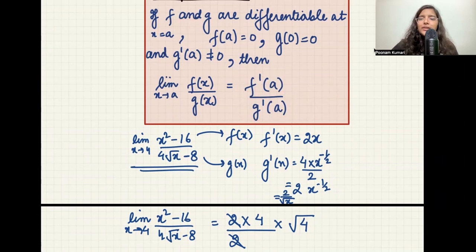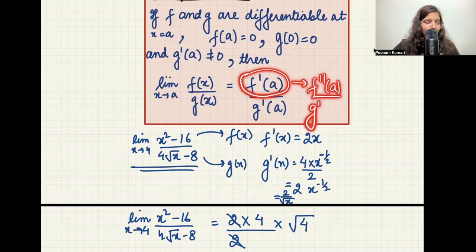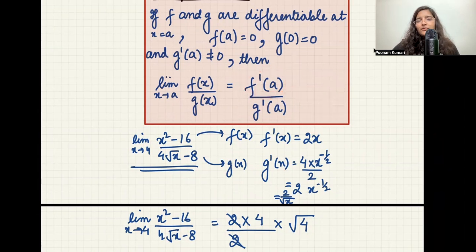What do I mean by doing the entire process again? So now you just differentiate this again. So you do f double prime, find a, and then you do g double prime, and then find the value at a. So again, this step you have to continue doing, and you will get exactly whatever is your limit going to be.